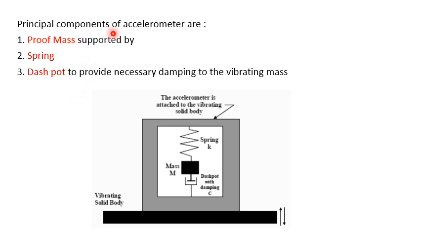The principal components of an accelerometer are shown in this figure. There is a proof mass which is supported by a spring, and this is attached to a dashpot in order to provide the necessary damping effect. This entire structure is enclosed within a casing and then attached to the vibrating solid body.